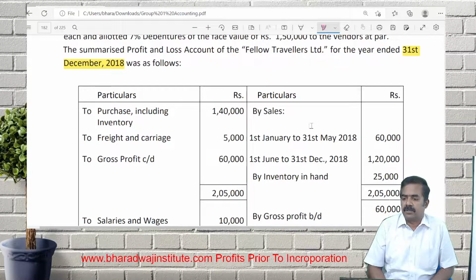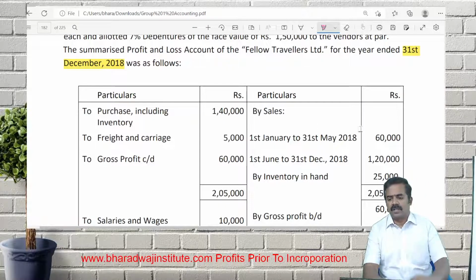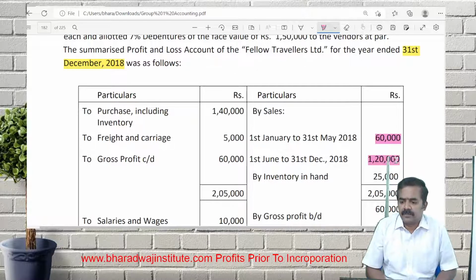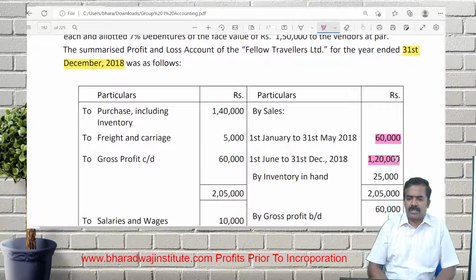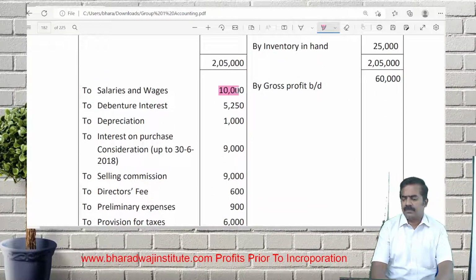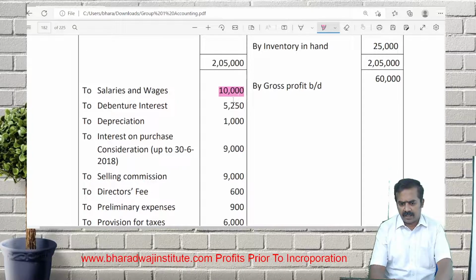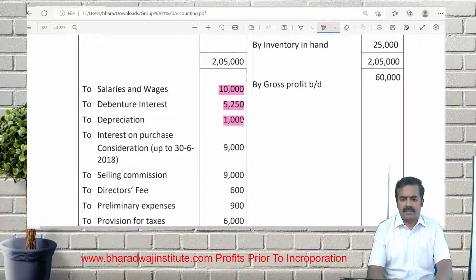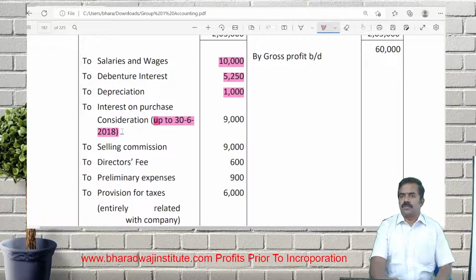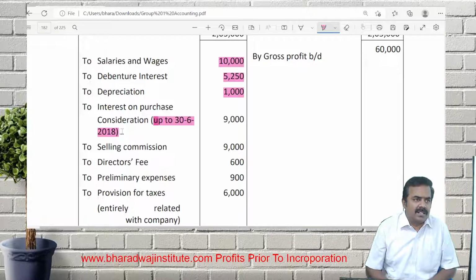We are given sales bifurcated into January to May and June to December. They have already bifurcated it: 60,000 and 1,20,000. What is the sales ratio? 1:2. Time ratio we have to work out. Salaries and rent by time ratio. Debenture interest, post incorporation. Depreciation, time ratio. Interest on purchase consideration is paid only up to 30th June, so you have to work out the time adjusted ratio.